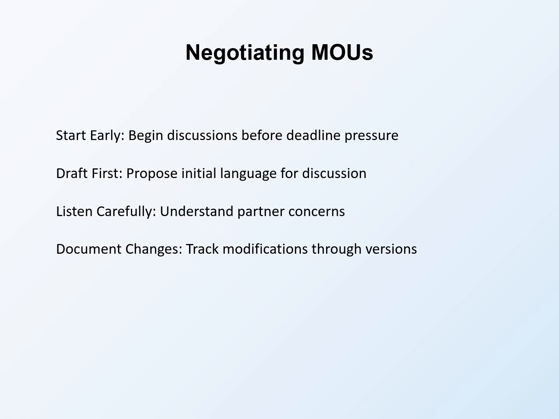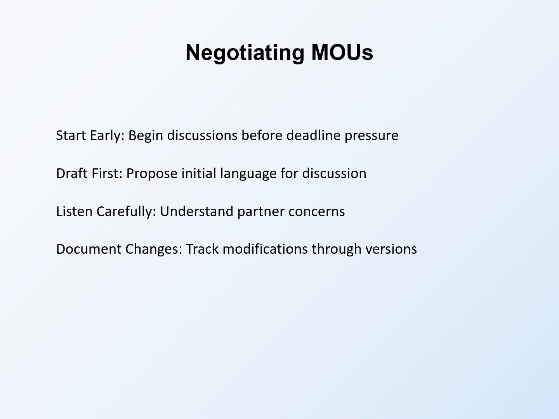Negotiating MOUs requires balancing relationship preservation with clarity about expectations. Effective negotiation creates agreements that both partners can fulfill and support. Start with draft language rather than blank page discussions. Proposing initial language gives partners something concrete to respond to and accelerates the process. Expect revision and do not take requested changes personally.